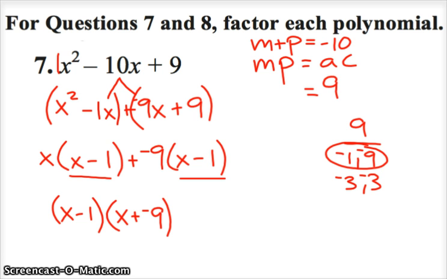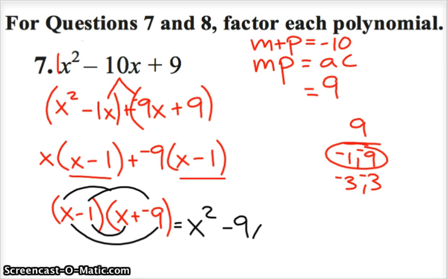To check to make sure I have the correct answer, I can go ahead and re-FOIL these by distributing my x, my negative 1, my x to the negative 9, and the negative 1 to negative 9. X times x is x squared. X times negative 9 is negative 9x. Negative 1 times x is negative 1x. And negative 1 times negative 9 is a positive 9. So that equals x squared minus 10x, after I combine my two x terms, plus 9. So that checks out.